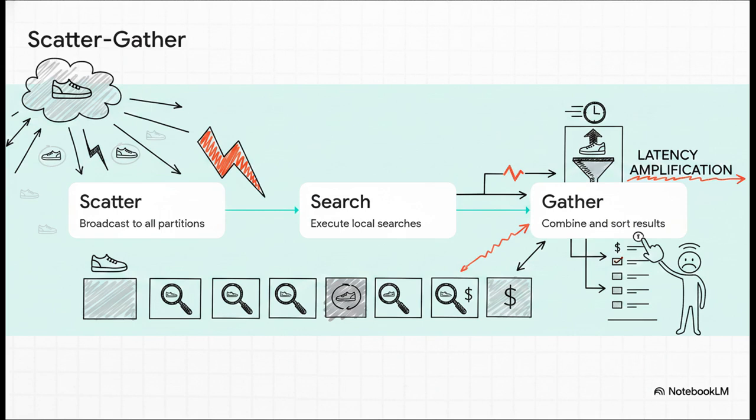Asking every single partition to check for shoes is computationally really expensive. And worse, it's highly prone to what we call tail latency amplification. Think about it: if just one partition is running slow because of a random network hiccup, the entire user search is delayed, just waiting for it to respond.